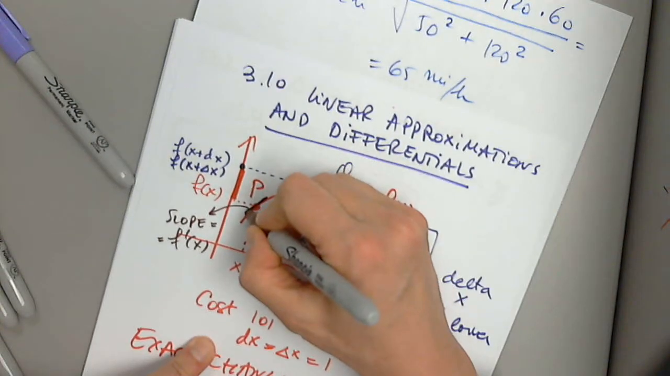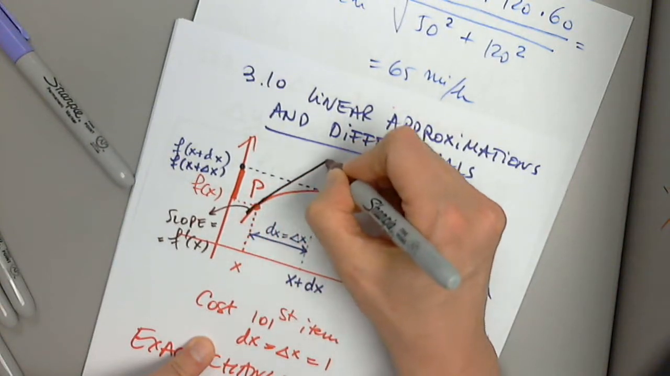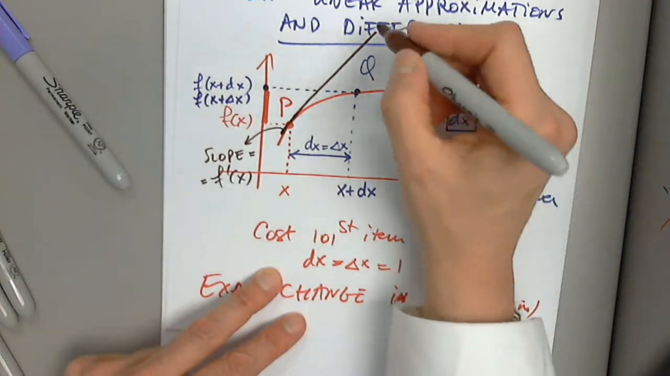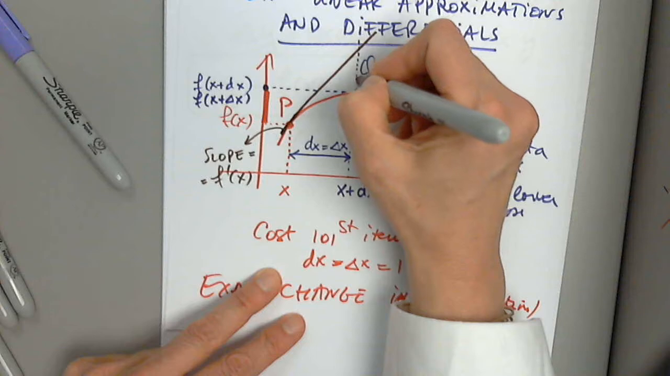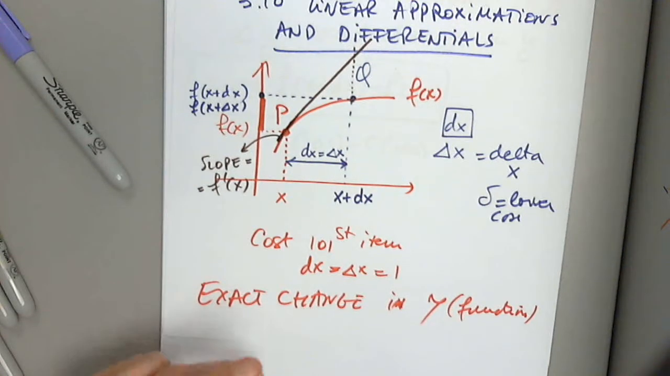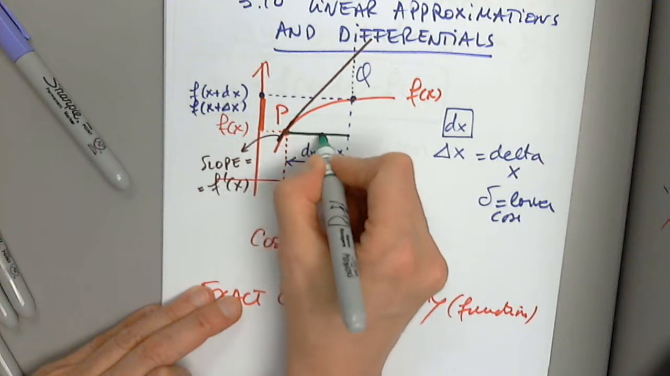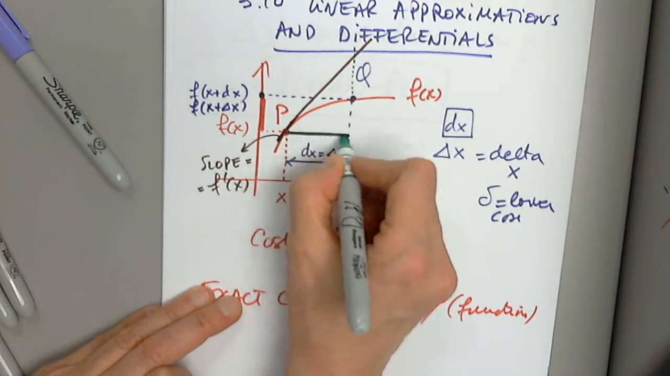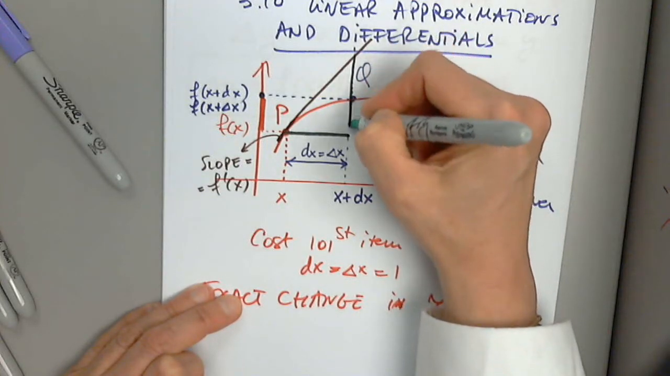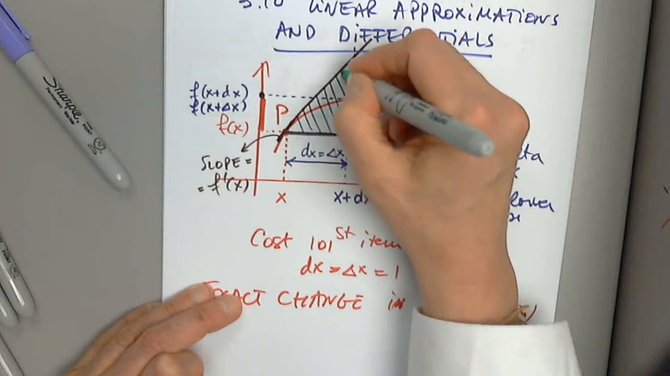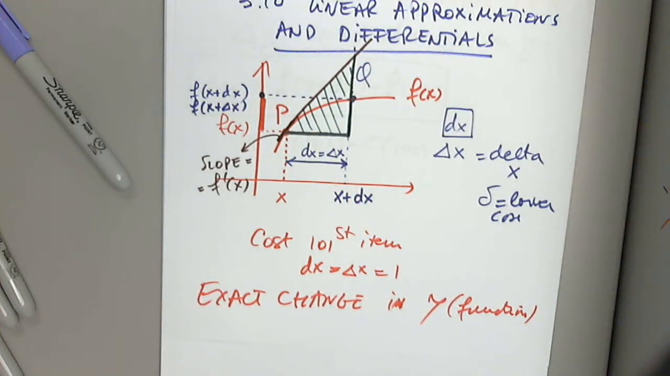I'm going to extend the tangent. I'm going to extend the vertical line through Q. And I am going to form a right triangle. Right here through P, a horizontal through P, and a vertical through Q. And this is a right triangle.